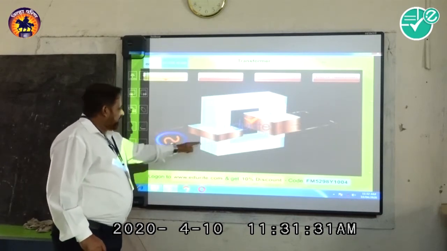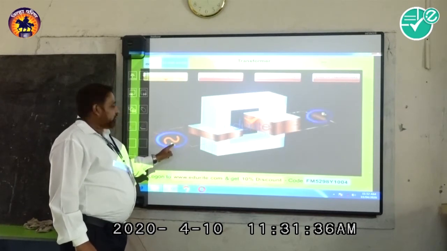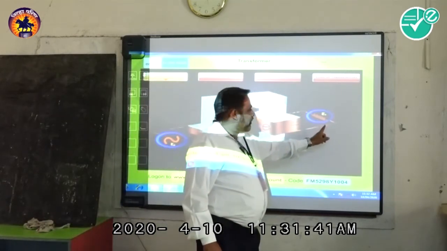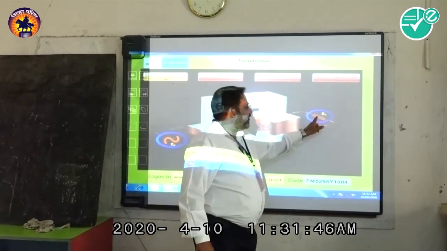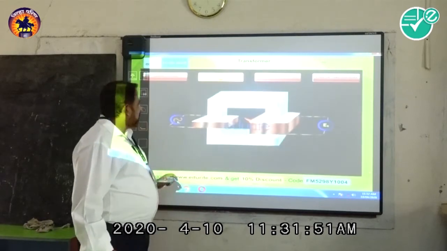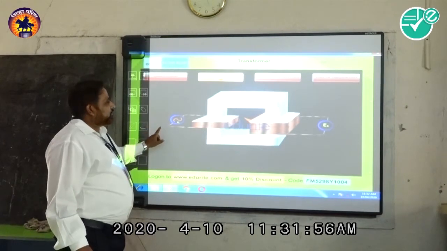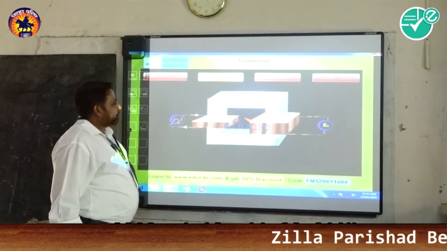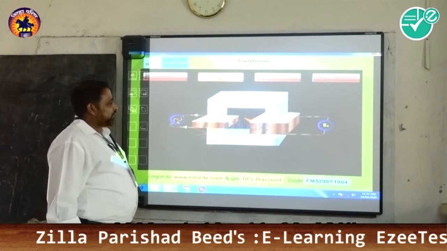AC source is applied across the primary winding. In this way, the current flows through the primary and we get the output voltage at the secondary. At the secondary we use a load resistance and we get the output there. Once again, you can see here, in order to see the working of this transformer, you just observe that animation, then I will describe everything to you.